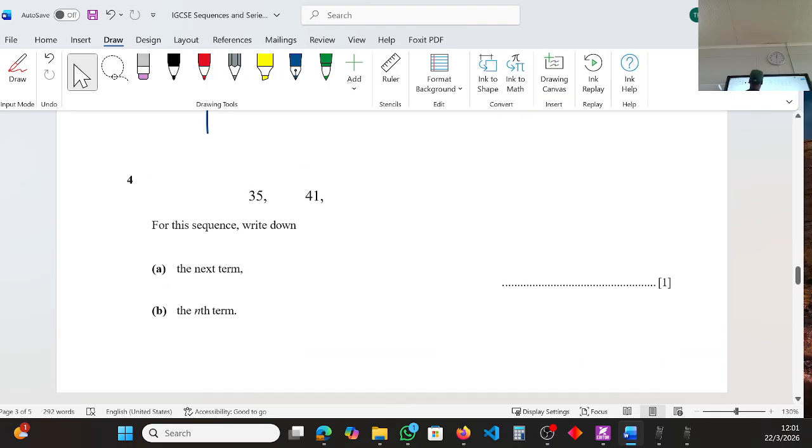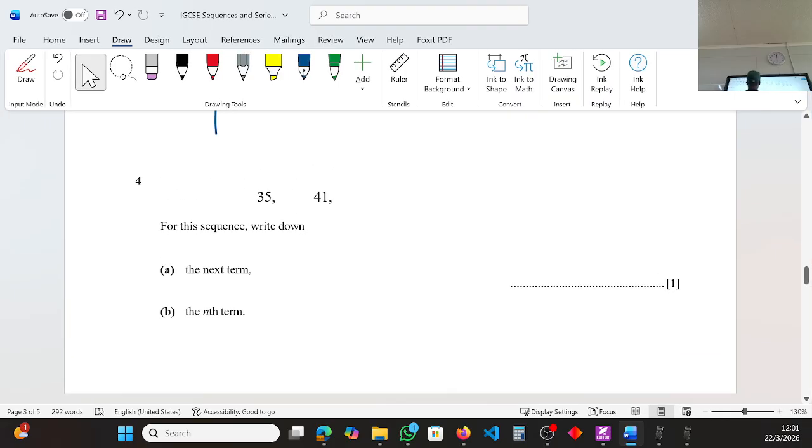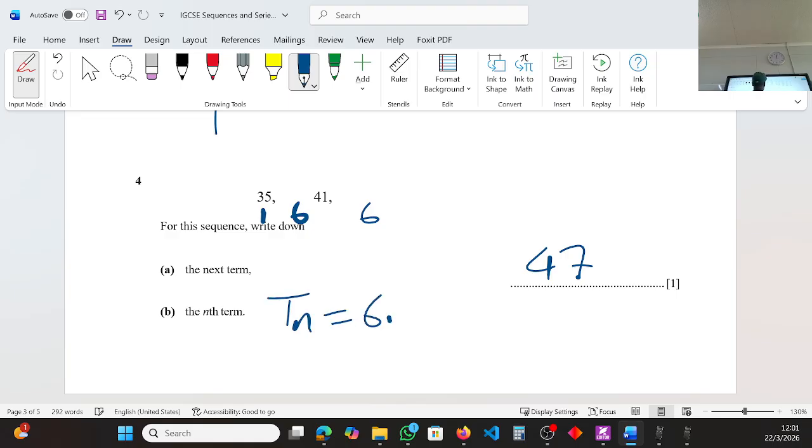Yeah. Then we have another pattern there, 35, 41. For this sequence, write down the next term. Next term, we're not sure which type of pattern it is. If it's arithmetic, it means you're always adding 6. So we expect to get 47 here. Then the nth term, what are they saying? If this is position 1, then we are saying Tn is equal to 6n. 6 times 1 gives us 6, but then there is 35. So from 6 to get to 35, it means this should be plus 29.